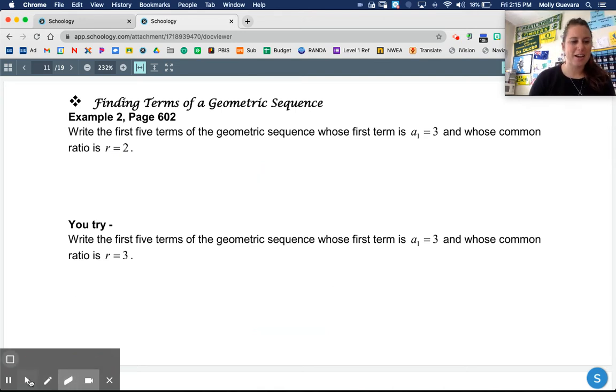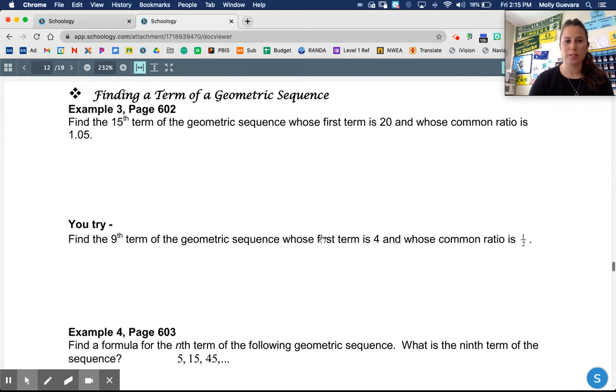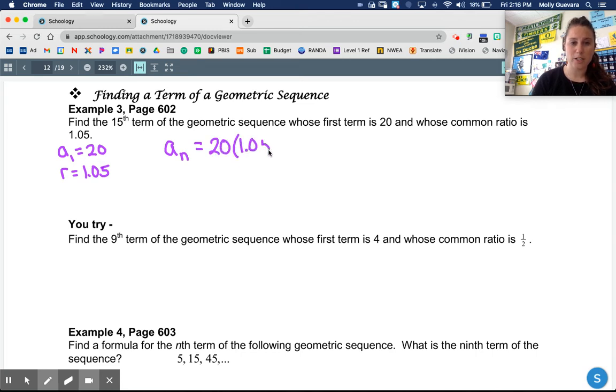Now let's look at finding a specific term if I'm given some information. Example 3 says, find the 15th term whose first term is 20. So my first term is 20, and my common ratio is 1.05. And I want to find the 15th term. So I need to write the equation, right? My equation was on the previous page, but a sub n equals my first term, which is 20, times my common ratio, which is 1.05, to the n minus 1. And so that is the explicit formula for my geometric sequences.